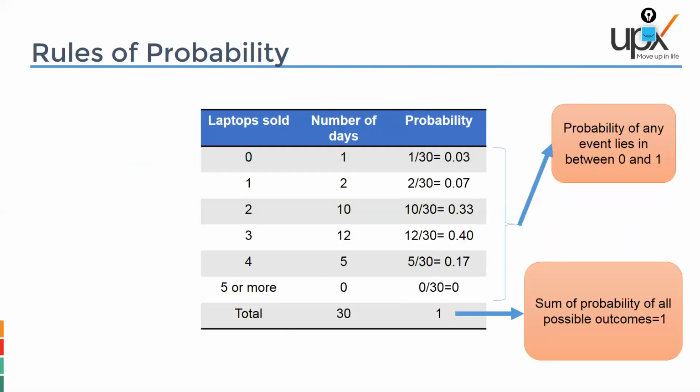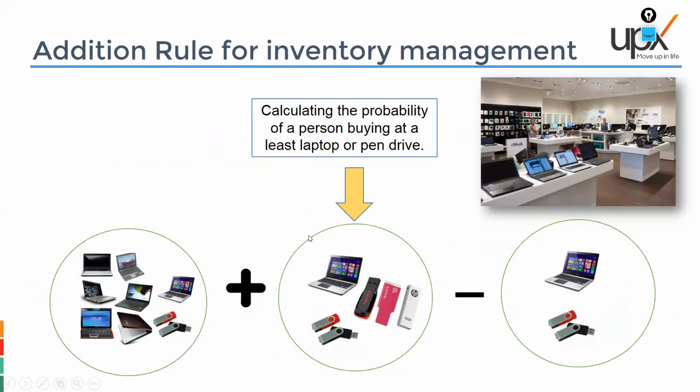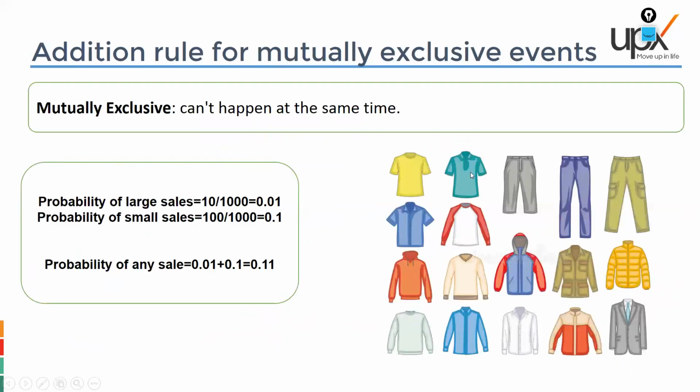And these are the rules of probability. Probability of any event lies between 0 and 1. Sum of probability of all possible outcomes is equal to 1. And then we also looked at, here we can't apply the addition rule because these are not mutually exclusive: you buying a laptop and you buying a pen drive. So here you are unable to apply the addition rule. But in this case, you are able to apply the addition rule purely because these two can't happen at the same time. Probability of large intersection small. You buying a large t-shirt and a small t-shirt, they are completely exclusive. They can't happen at the same time. You don't buy t-shirts of two different sizes at the same time. So you can pretty much add the probabilities together, and then you say the probability of you buying either a large or a small size is 0.01 plus 0.1, which is 0.11.